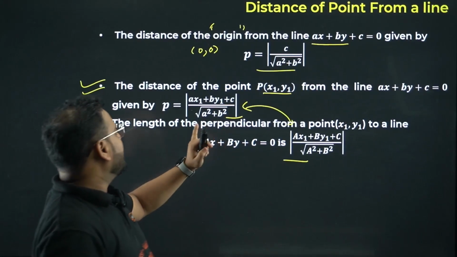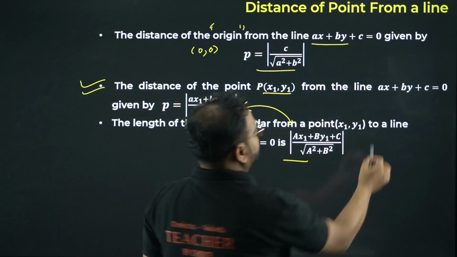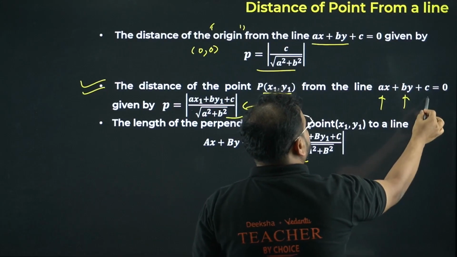Got it? Okay. What is a, sir? a and b are the coefficients of x and y in the equation of the line. Please check, a and b are over here. c is also from here only.